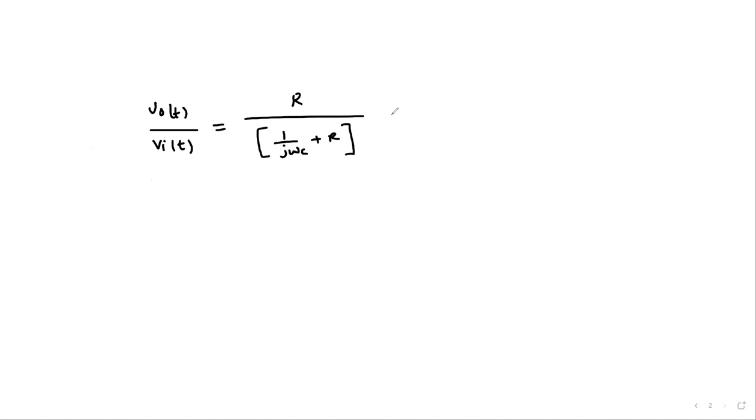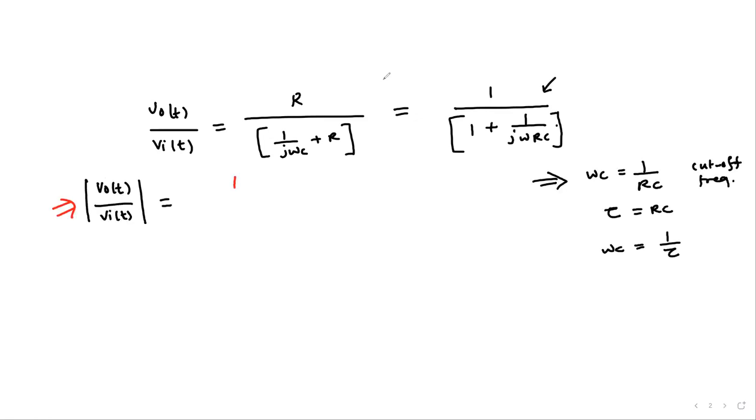Okay. And if we want to simplify this, we can divide the numerator and the denominator by R, so it becomes 1 over 1 plus 1 by j omega RC. Okay, that's how we get the expression. And the expression for the magnitude would be 1 over square root of 1 squared plus (1 by omega RC) whole squared. That's the magnitude.